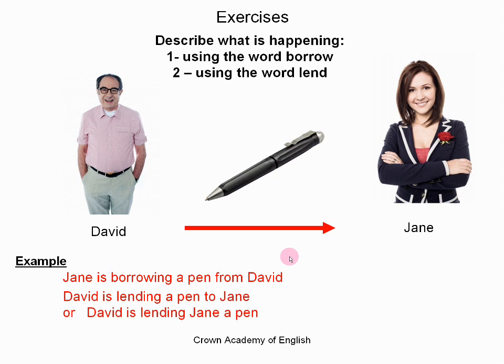And question 2, using the word lend. Well, we have two choices. There are two ways of using the word lend. We can either say David is lending a pen to Jane, so lending something to somebody, or David is lending Jane a pen. So David is lending somebody something. Okay, so that's the answer. Next question, next exercise.